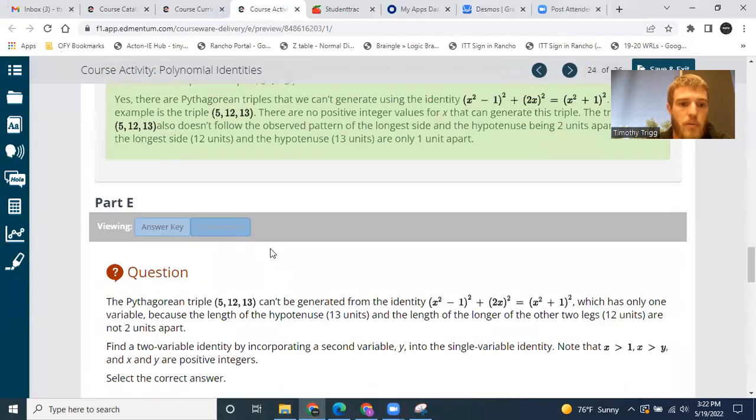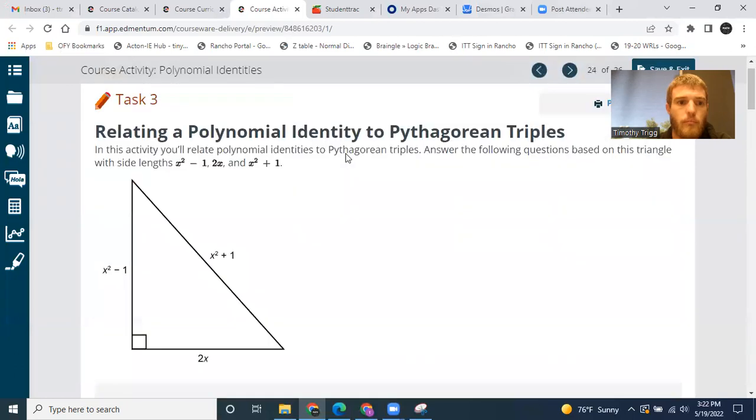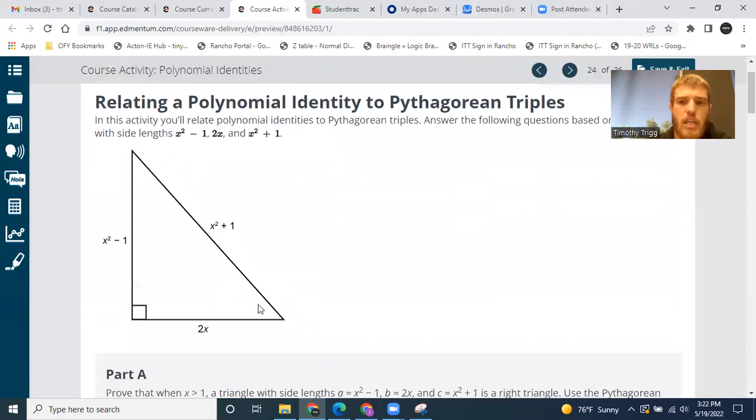Okay, we're almost done. Relating a polynomial identity to Pythagorean triples. In this activity, you'll relate polynomial identities to Pythagorean triples. Answer the following questions based on this triangle with side lengths x squared minus 1, 2x, and x squared plus 1. You can see here, the longest side, the hypotenuse, is the x squared plus 1. You always know it's the hypotenuse because it's opposite from the 90. The right angle always points to the hypotenuse.